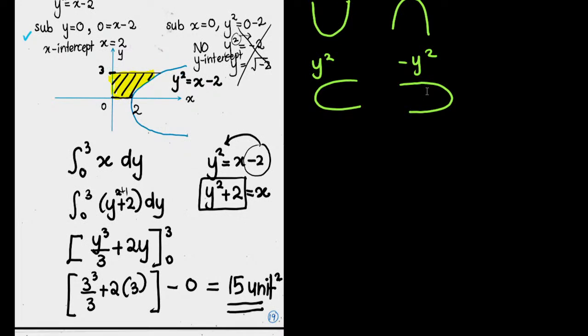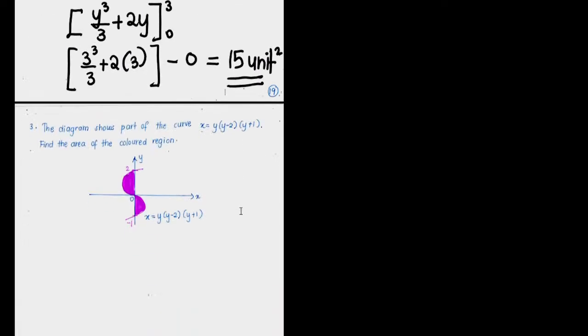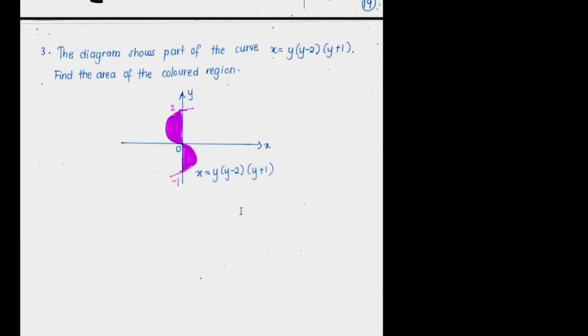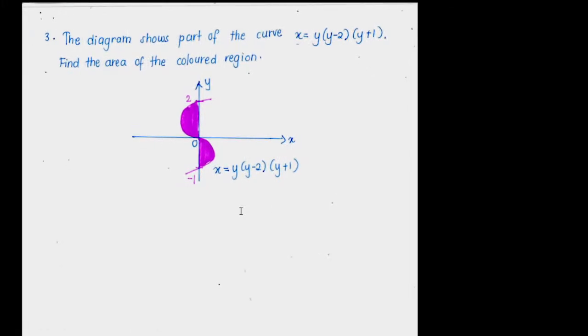Okay, maybe for this next one, teacher can give you all 3 minutes to try. Okay, question 3. Let's look at question 3. Okay, take about 3 minutes. Was this the last question? Okay. The diagram shows a part of the curve x equals to y minus 2, y plus 1. Find the area of the colored region.